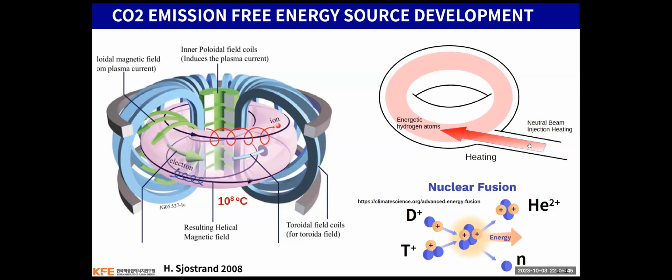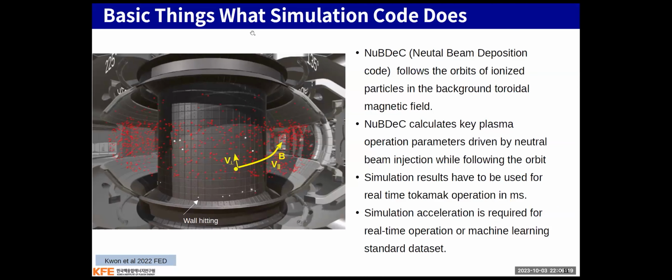These accelerated neutral deuterium particles penetrate the strong magnetic field into the plasma, and in the plasma the energetic particles are ionized. These ionized particles follow the magnetic field, and during this orbit following process, heating, torque, and current drive happen. Here, my code NUVDEC simulates this orbit following process and the heating, torque, and current drive calculations. So these are the basic things the simulation code does.